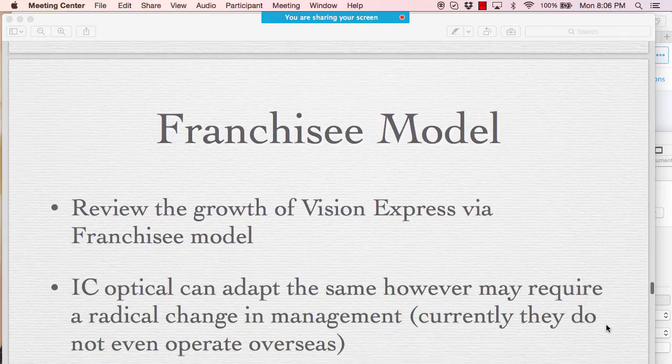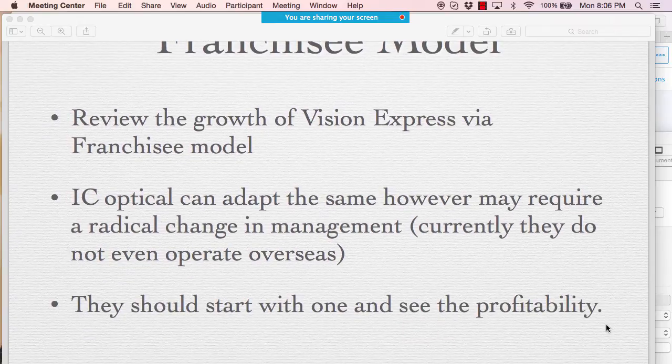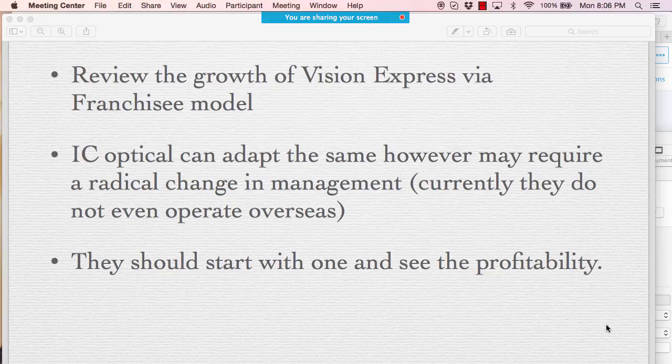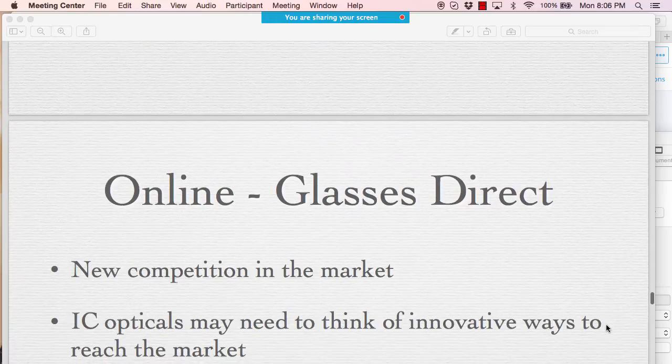Okay. Then we speak a little bit more on franchising model. We could actually start, what we're saying is start with one and see the profitability and see how it goes, right? Because it is something very common, this franchising model.